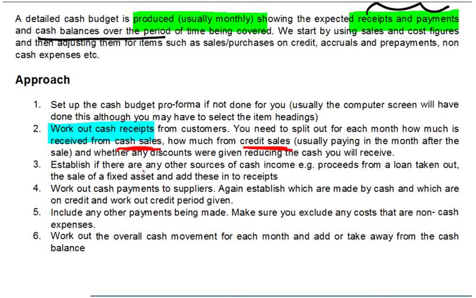Think about if there's any other sources of cash income. So like I said, maybe proceeds from a loan. Make sure you've added those into the receipts part at the top. Then go on to the payments side of things. So work out your cash payments.